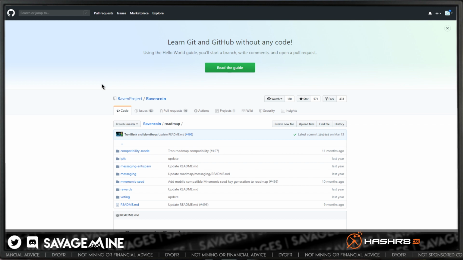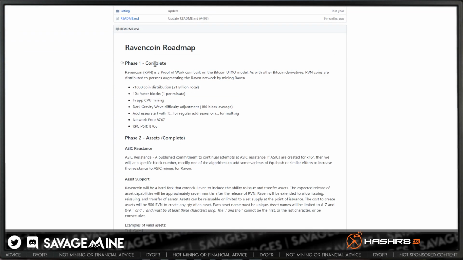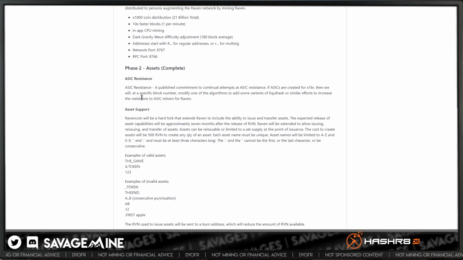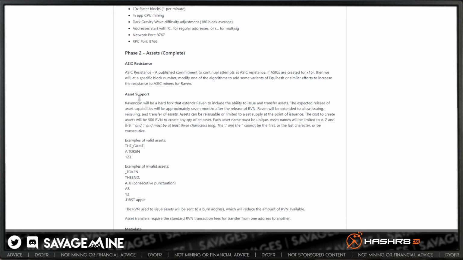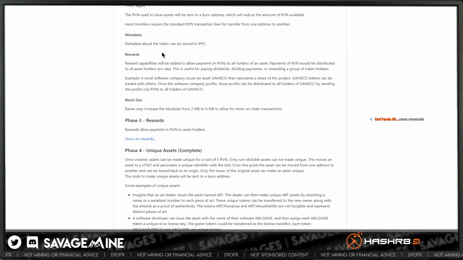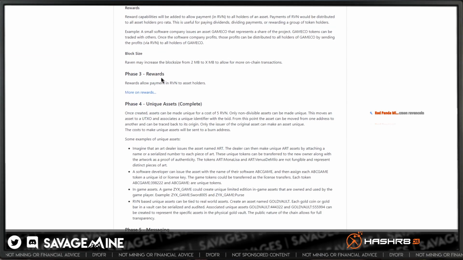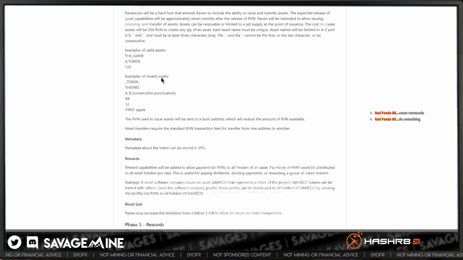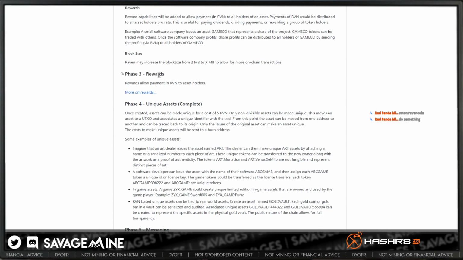So if you go to their roadmap, you can see phase 1 was obviously just getting up and running, establishing the ports and all the basic protocol level stuff. And then phase 2 was creating the assets. That happened at the end of 2018, which is when that was actually enabled. And so we've been on that for more than a year now. Now that's complete. Phase 2 is complete. Some things that are in progress are the rewards, like I spoke of earlier, being able to send rewards to Raven asset holders.